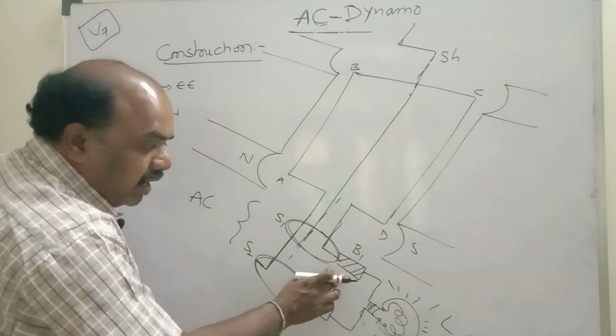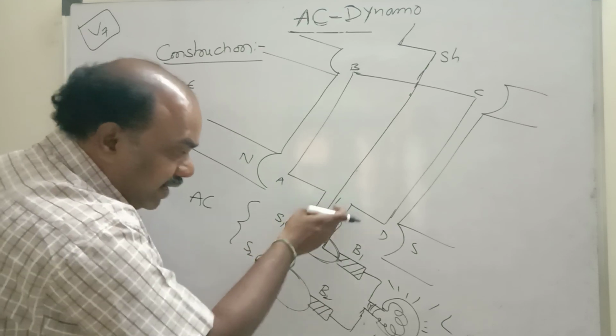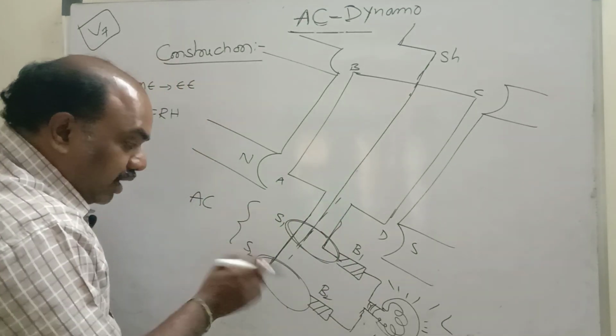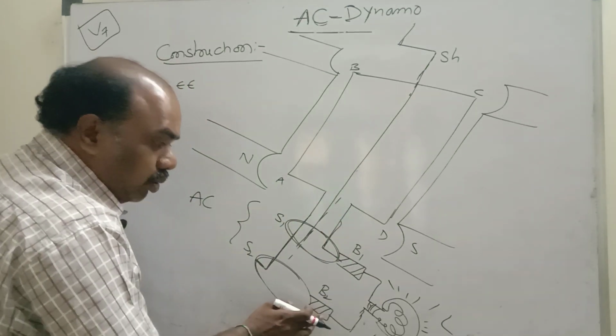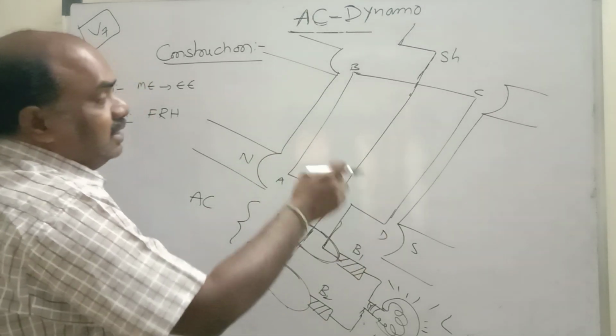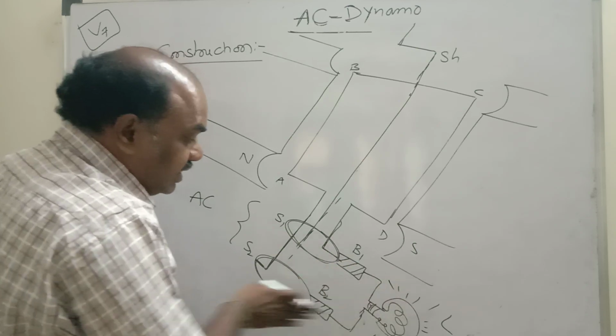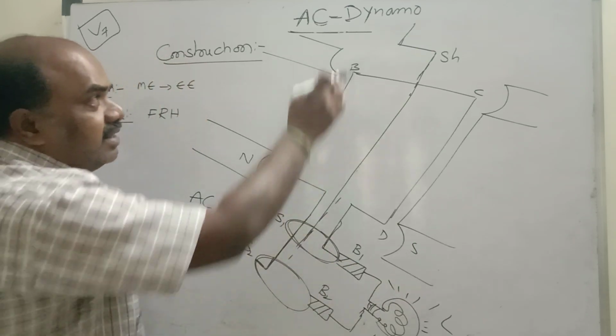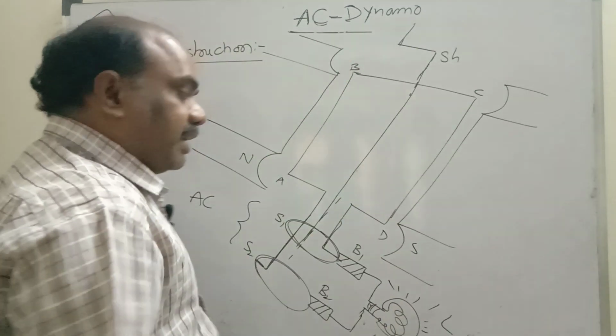Here S1 is in contact with B1, so current goes from S1. In the second half rotation, current goes from S2. So for every 180 degrees rotation, the current direction alters. First time current is going from S1, second time current is going from S2. So it is called alternating current, which we will see in the working.